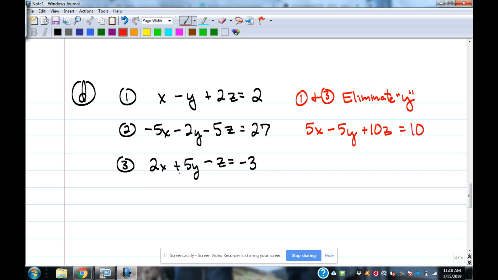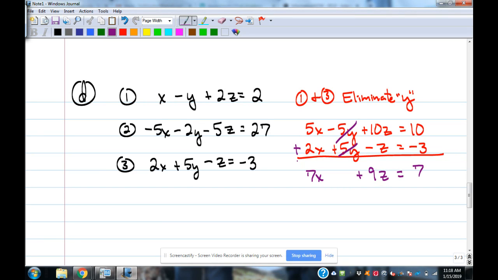And then the number 3, I'm not changing at all. I'm just going to get 2x plus 5y minus z is equal to -3. And then when I add those two together, the y's do go away. I get 7x plus 9z is equal to 7.